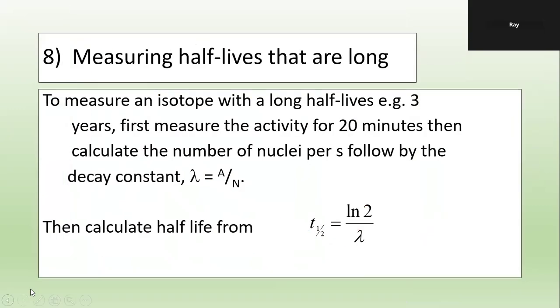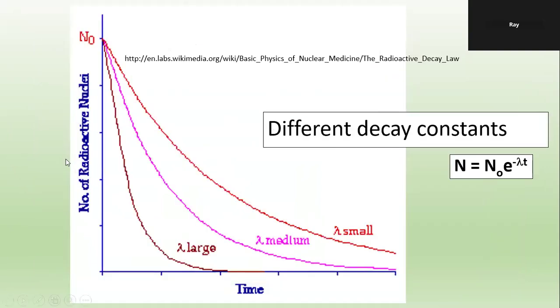Measuring half-life, we just use the equation A equals N lambda. The equation. And then we have completed it.